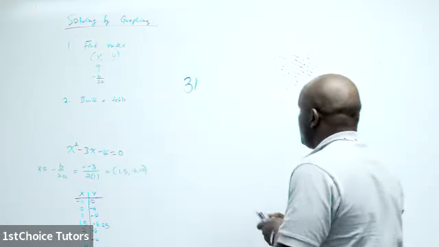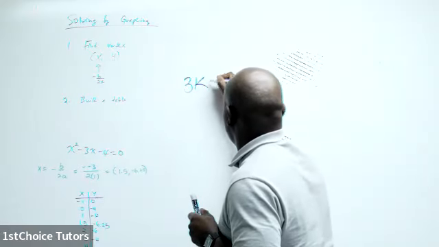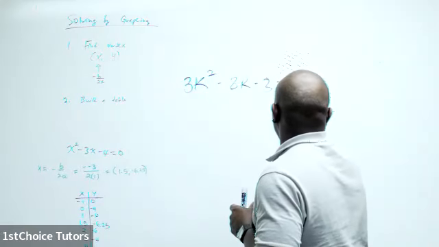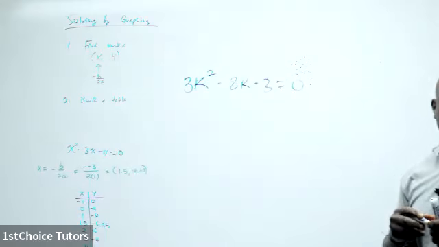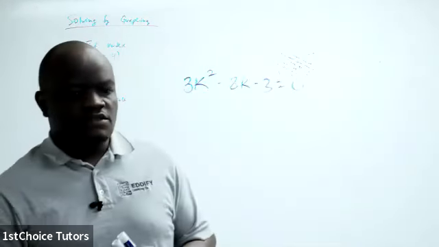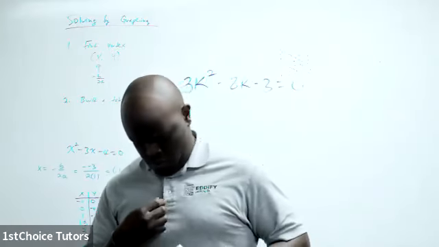Minus 3k equals 3. Minus 3 equals 0. Remember I told you last time? You kind of give yourself a couple seconds that way. So feel free to do that.